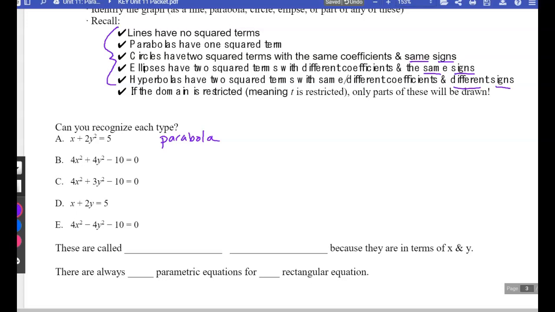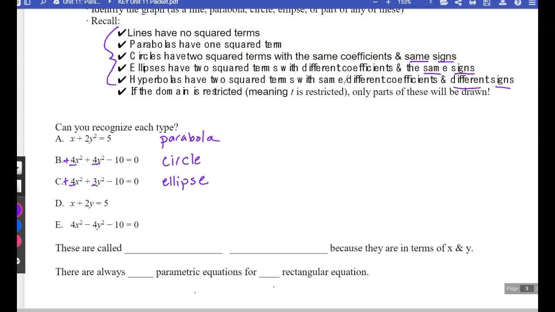So it has the same coefficient and same sign. They're both positive. It's a circle. Yes, it's a circle. Whenever they have the same coefficient and they have the same sign, it's a circle. What about part C? This is an ellipse. Yes, because we have different coefficients, but the same sign. So this is an ellipse.